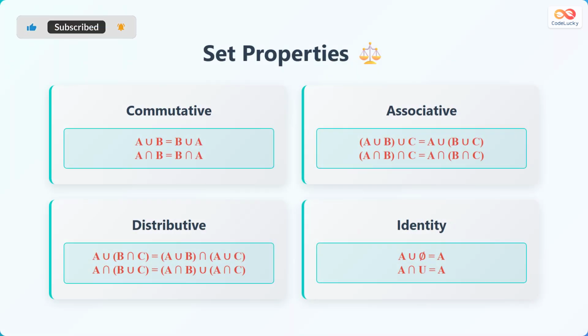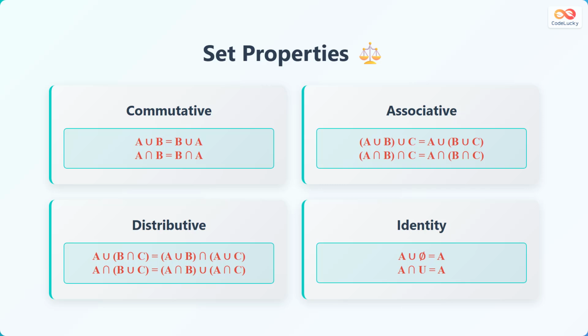Sets follow certain properties that govern how they behave under different operations. The commutative property states that the order in which sets are combined using union or intersection does not affect the result. That is, A union B is equal to B union A, and A intersection B is equal to B intersection A. The associative property states that when performing multiple unions or intersections, the grouping of sets does not affect the result. The distributive property describes how union and intersection interact with each other.